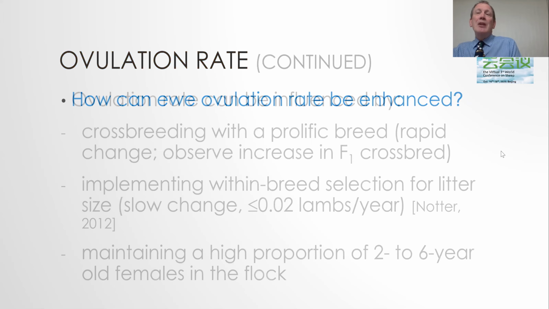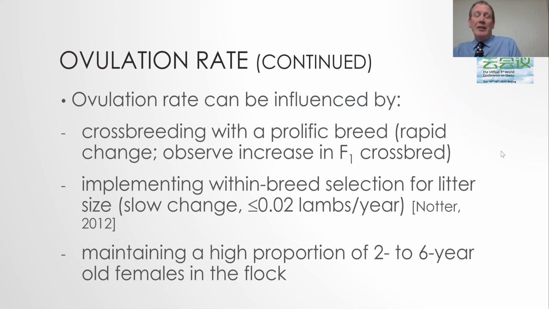Well, we know that there's a myriad of factors that could play a role in influencing ovulation rate. And one of the important ones is the genotype or the breed. Now, we know that crossbreeding with the prolific breeds, such as the Romanov or the Finnish Landrace, is a very quick way for us to try to change the ovulation rate of our resultant F1 crossbreds.